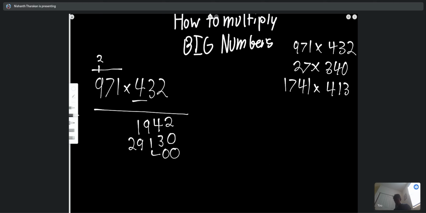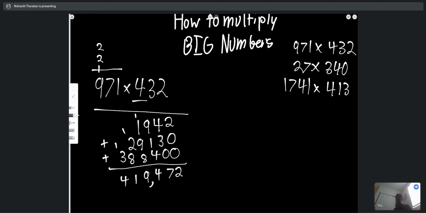4 times 1 is 4. 7 times 4 is 28. So we move the 8 over here. 36 plus 2, 38. And finally, what you do is you add this all up together. So 2, 7, 14, 17, 18, 19, 11, and 4. So our answer is 419,472. Okay? Let's move on to the next one.